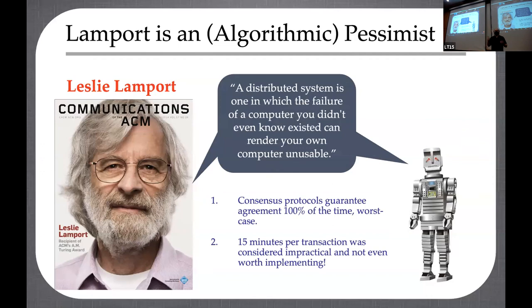Really, when Lamport first introduced this idea of consensus and replicated state machines, he was really focused on guaranteeing things would be correct 100% of the time, no exceptions. Consensus protocols had to be 100% safe, no probability of error, no chance anything could go wrong. He also, by the way, thought 15 minutes per transaction was ridiculous, so part of the focus was on performance. But I think a large part of this was the focus on: we need to actually make this work, and work 100% of the time.